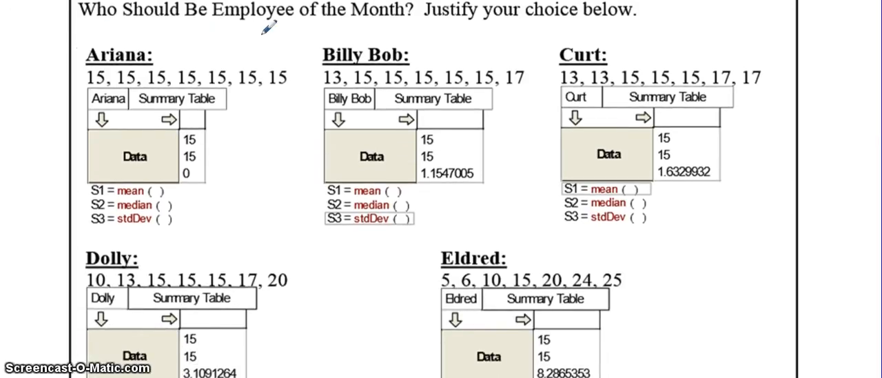So the way the data works is all 7 days, Ariana sold 15 moccasins. And you can look, she had a mean of 15, a median of 15. Billy Bob sold 13 moccasins one day, 15 moccasins 5 days, and 17 moccasins one day. So that's the way the data reads. So take a minute, pause the video, decide who should be employee of the month and why.